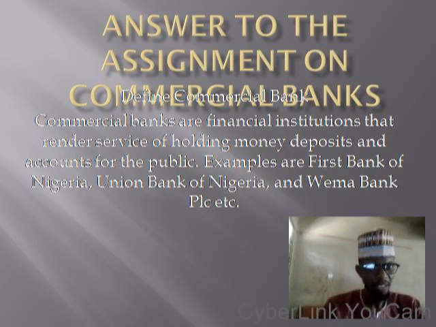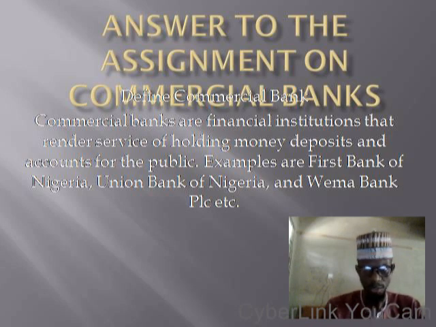Now, we have different types of commercial banks in our country. For us, the First Bank of Nigeria is part of commercial banks. The Union Bank is part of commercial banks. We have Wema Bank, Jaiz Bank, Polaris Bank, and so on. Those are examples of commercial banks, and that's what I expect you to have to solve that question.